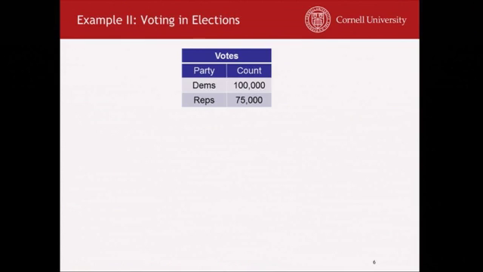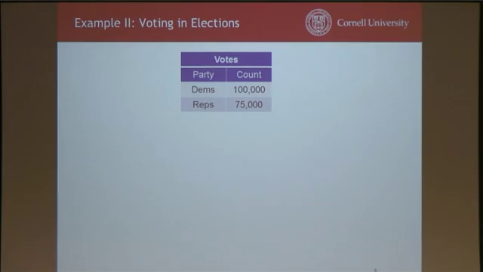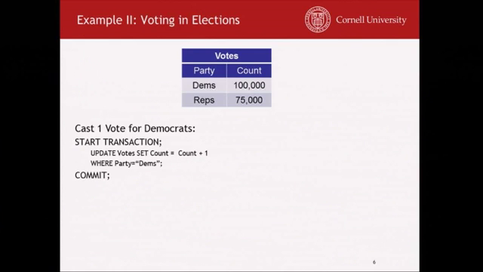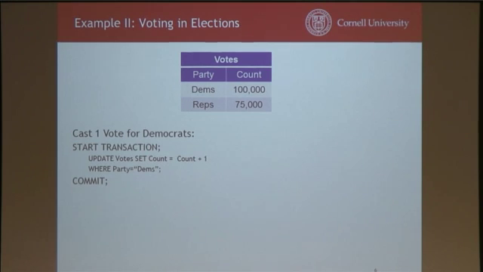So let me give you another example in which being lazy helps. Consider a simple voting application in which we are using this votes table to keep a tally of the election status. In this case, the Democrats have 100,000 votes cast for them. The Republicans have 75,000 votes. And I have 3 transactions, or 3 user programs, which the application can execute as transactions.